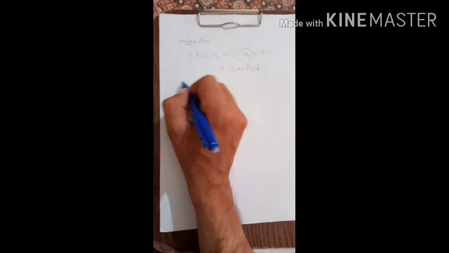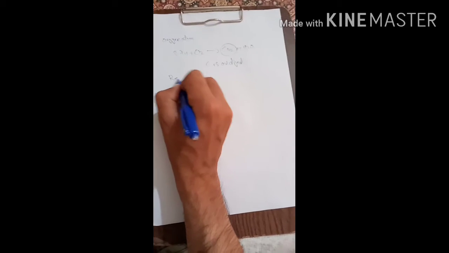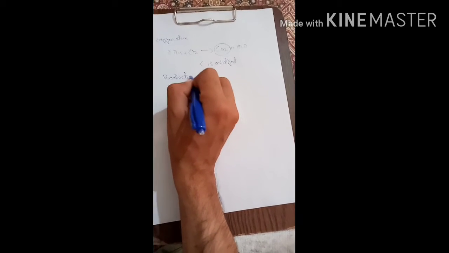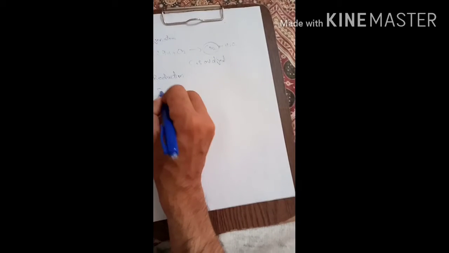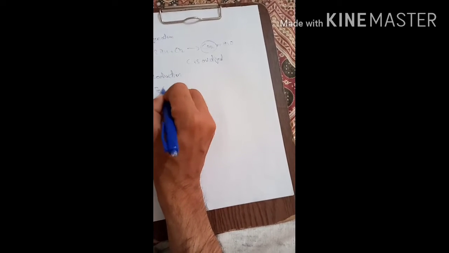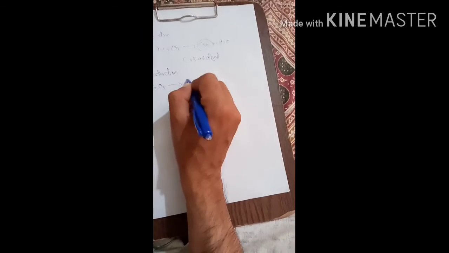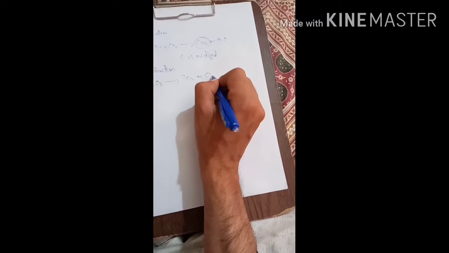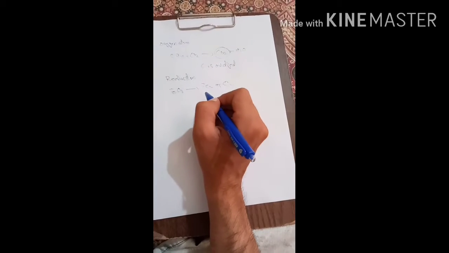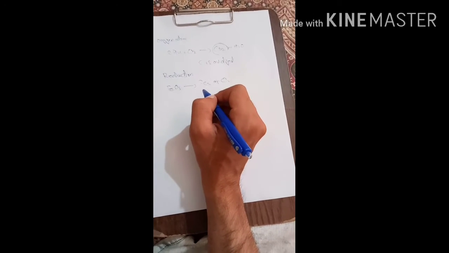And then we define reduction. During reduction, when Fe2O3 splits, it forms Fe2 and O2. So this is reduction because Fe loses the attachment of the oxygen atom.